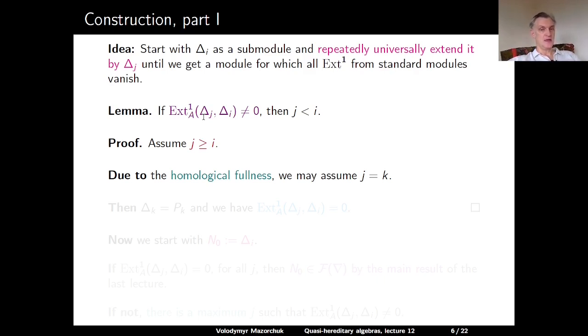to k. But then in this case, delta k is equal to pk, so it's projective, and so the first extension from a projective module clearly vanishes. So this proves our lemma.